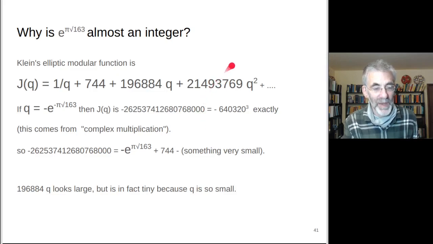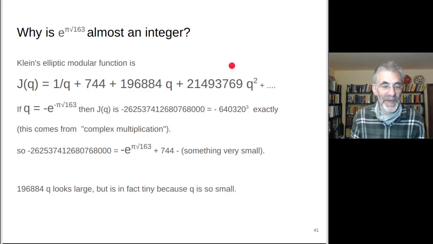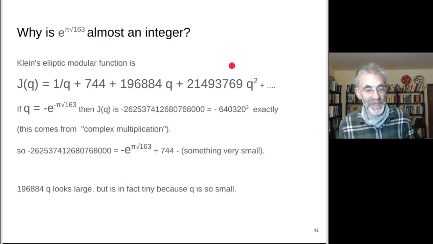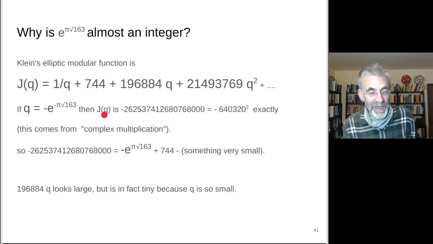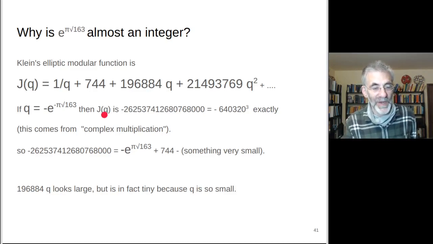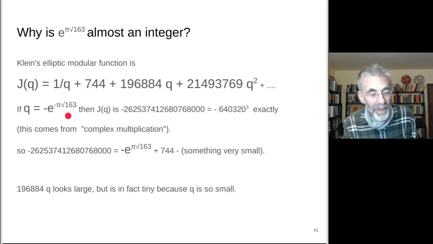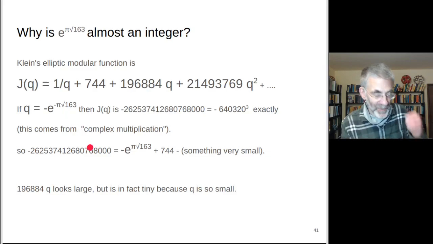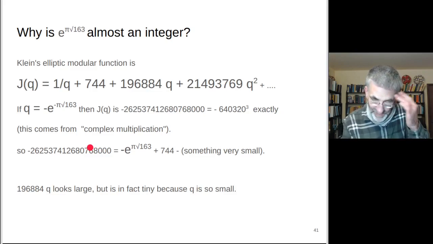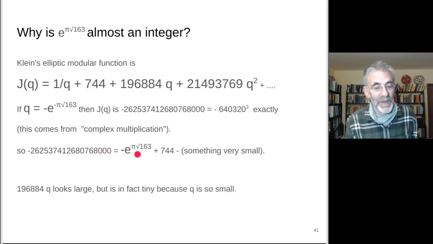But anyway. So Klein's modular function explains why e to the pi root 163 is almost an integer, because the elliptic modular function has the weird property that it's an algebraic number whenever tau is an imaginary quadratic irrational, and it just happens to be an integer when tau is equal to minus 1 plus i root 163 over 2.